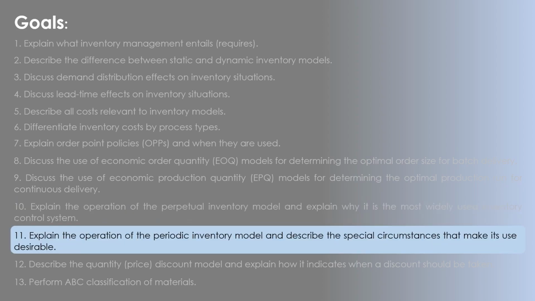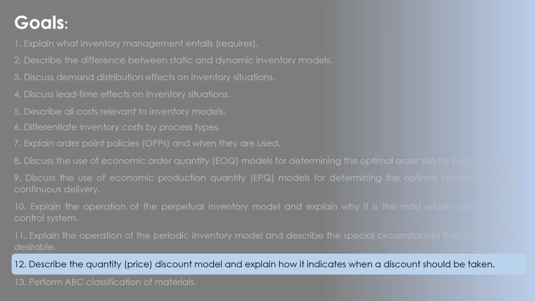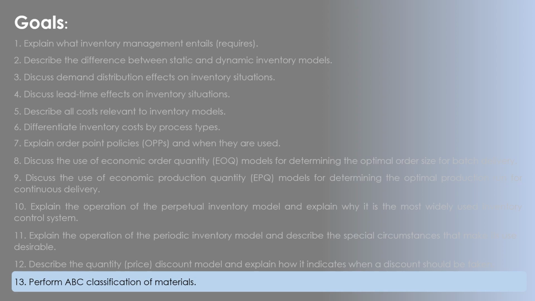Next is to explain the operation of the periodic inventory model and describe the special circumstances that make its use desirable. Next is to describe the quantity price discount model and explain how it indicates when a discount should be taken. And last, perform ABC classification of materials.